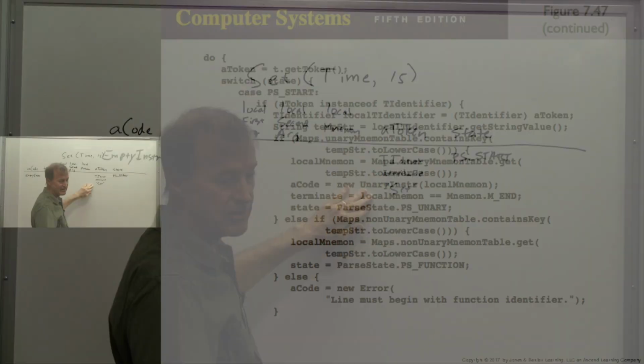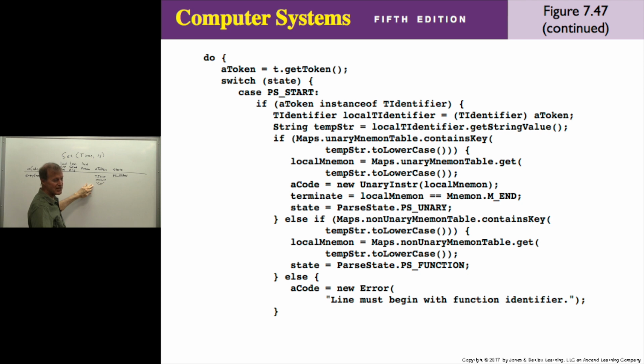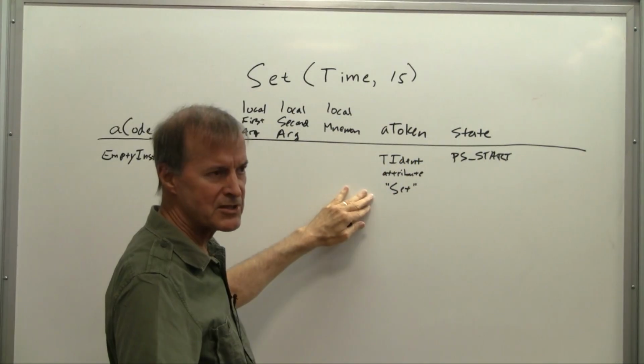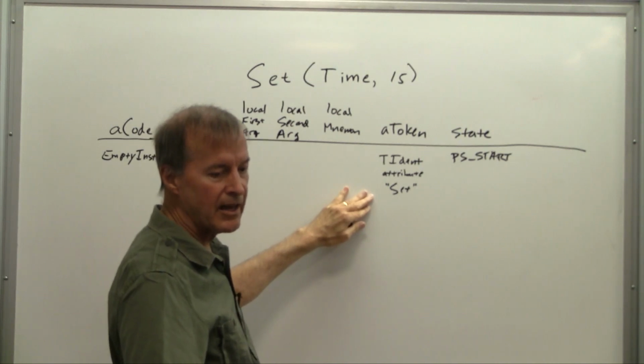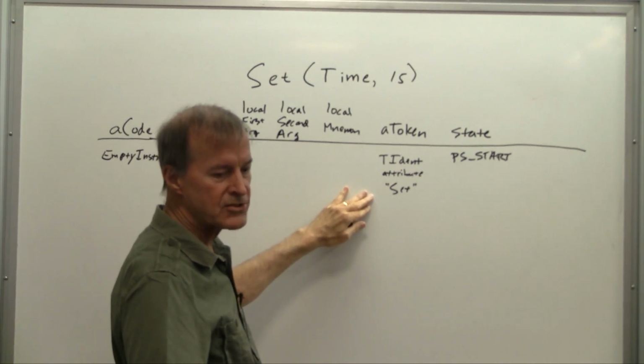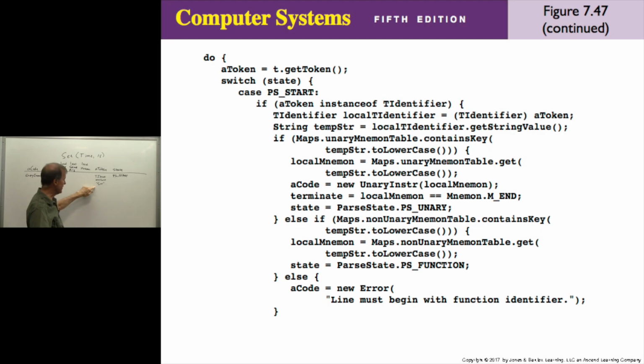So what happens first is T identifier. So now what do we have? We have a local T identifier gets what? Now what is that T identifier in parentheses a token? Yes, it's typecasting. I think we've seen this before, right? So the abstract token is typecast to a specific T identifier, and the T identifier token has attributes, so now our local T identifier gets that.